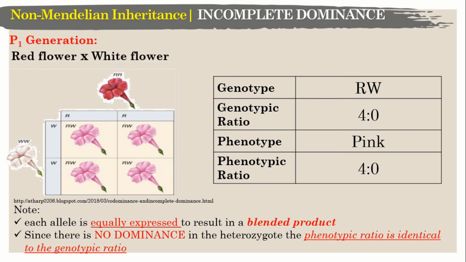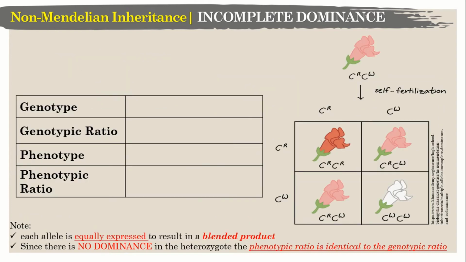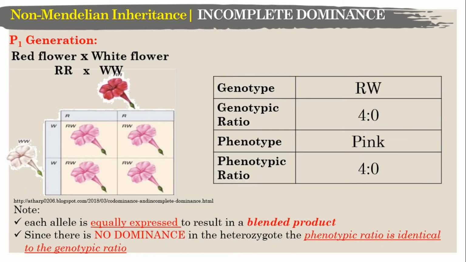So, when we find the genotype here, as we said, RW, you have RW here. Okay? So, how many RW came out? 4. 4 is to 0. When we looked at what blended, the resulting color is pink. That's why the phenotype is pink. How many times did pink come out? So, we have 4 is to 0.